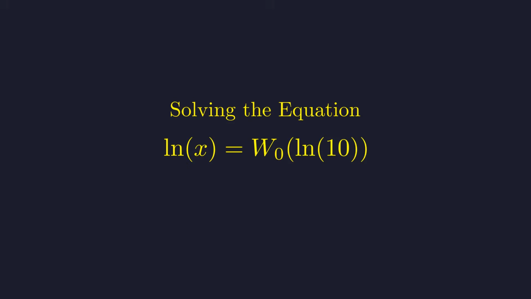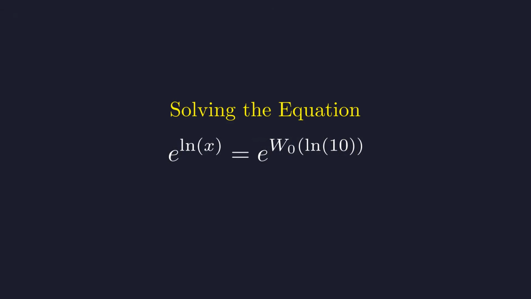To undo the natural logarithm, we perform its inverse operation, exponentiation. We raise e to the power of both sides. Because the exponential function and the natural logarithm are inverses, they perfectly cancel each other out. And there it is, a closed-form solution that elegantly connects exponentials, logarithms, and the Lambert W function. Beautiful, isn't it?